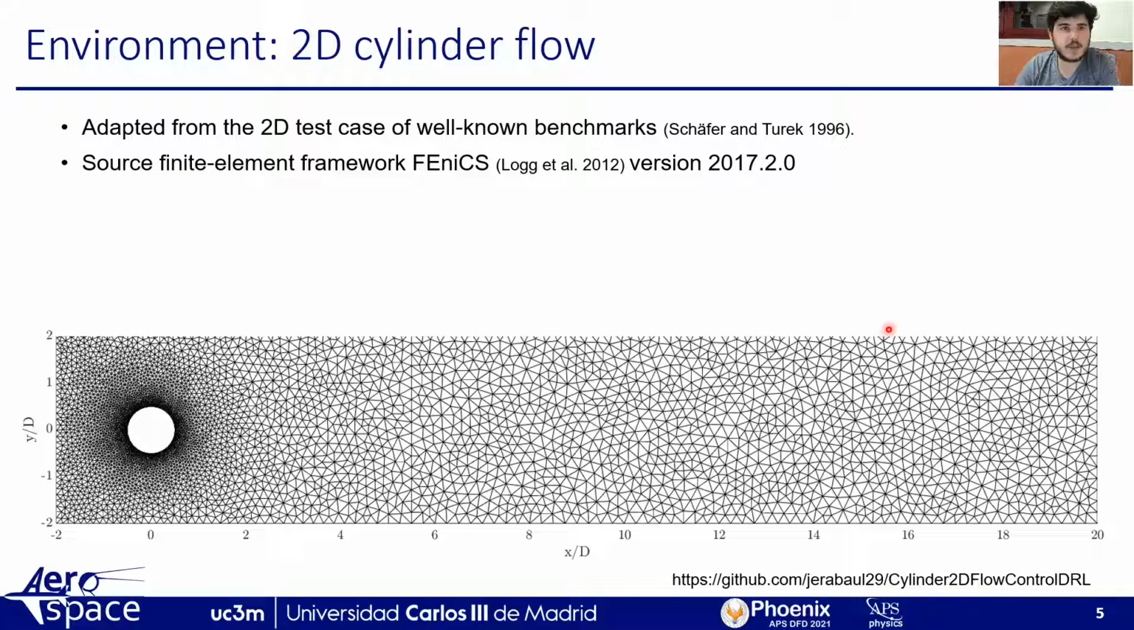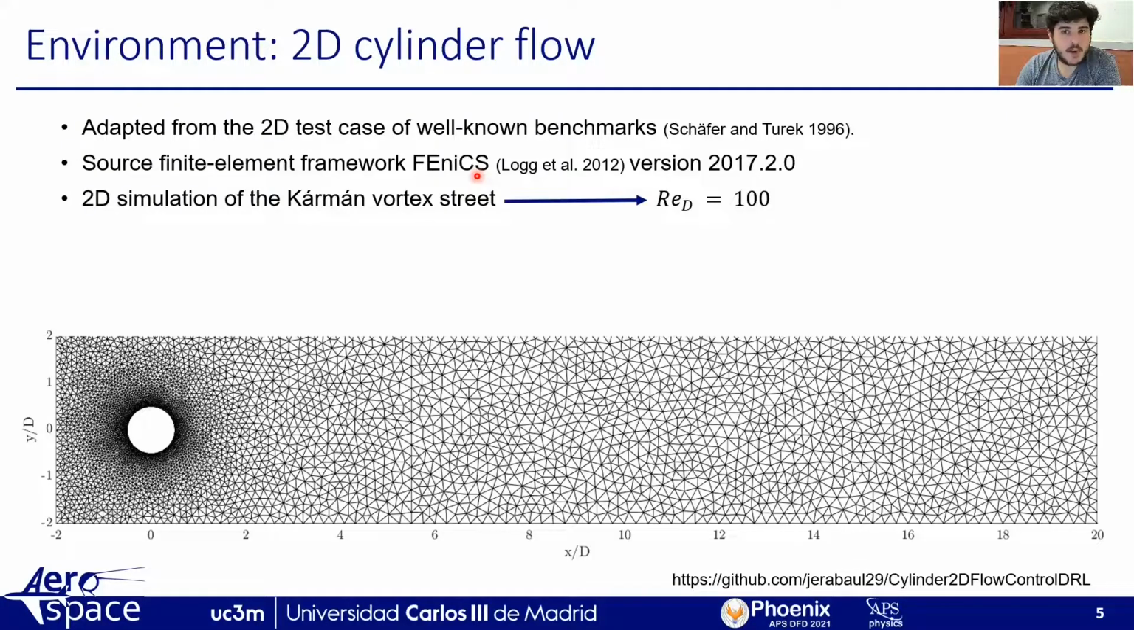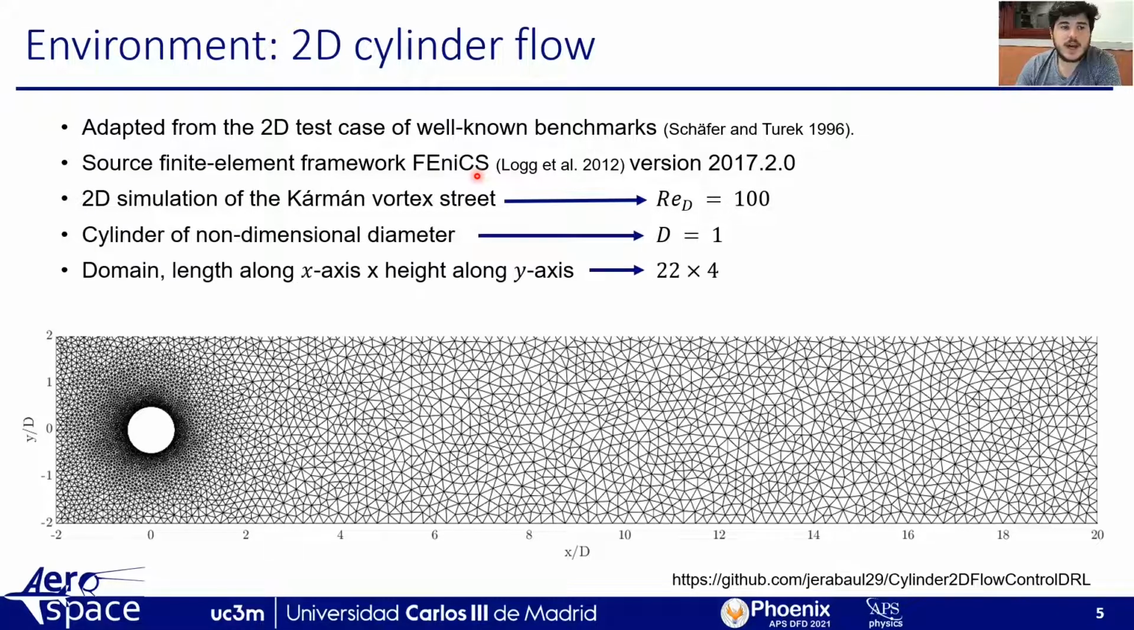So which is the environment, which is the plant that we are using to train our models? Well, it is a very simple simulation. It's a 2D cylinder flow. In particular, we are using the framework proposed by Rabault and co-workers in the paper that I mentioned before, which is an adaptation of the well-known benchmark by Schäfer and Turek. In particular, this simulation is a DNS based on the FEniCS open source software. Here we keep the Reynolds number quite low, 100 based on the diameter, and the domain is 22 by 4 diameters.